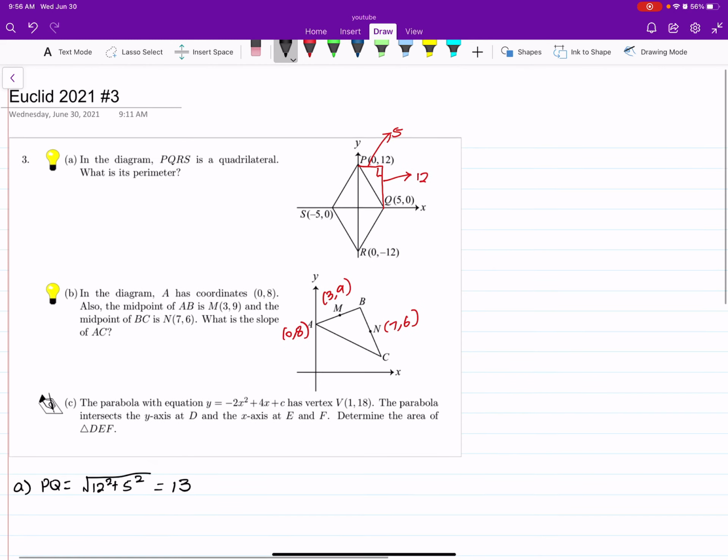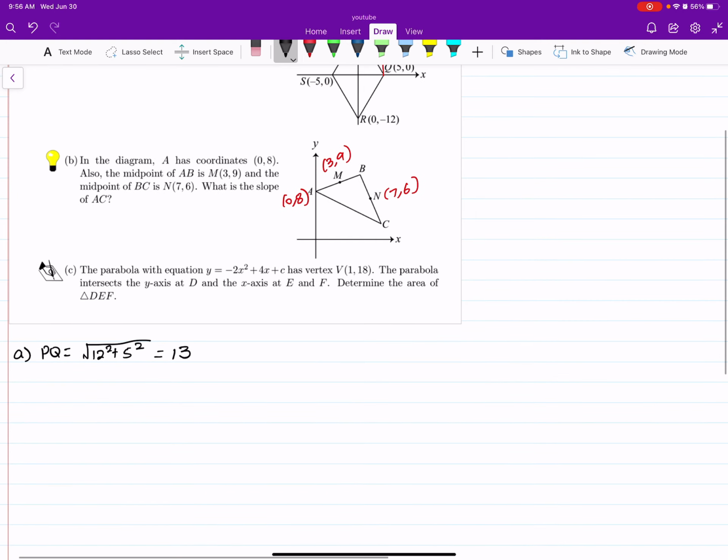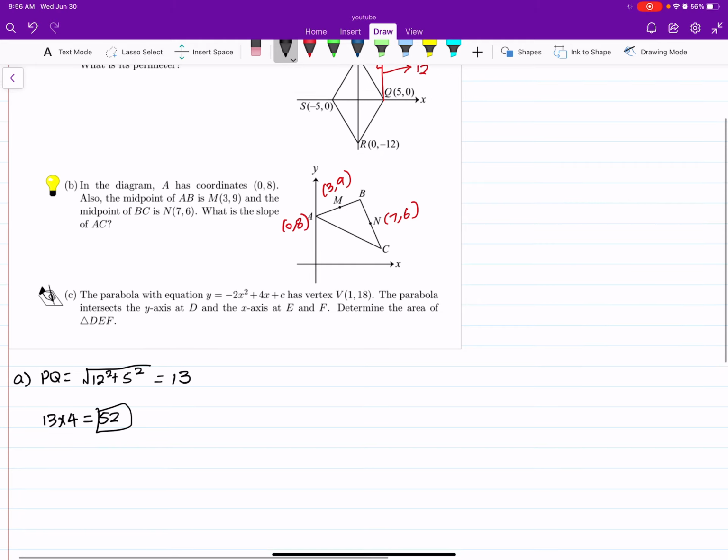And we can note that this is the same for every other side. So we can just multiply this by 4 to get the perimeter. 13 times 4 is equal to 52. So that's the answer for A.